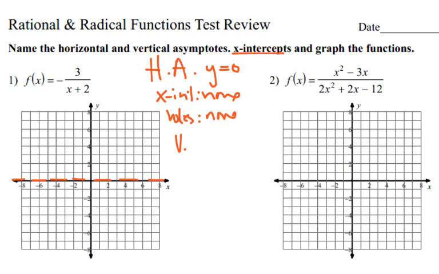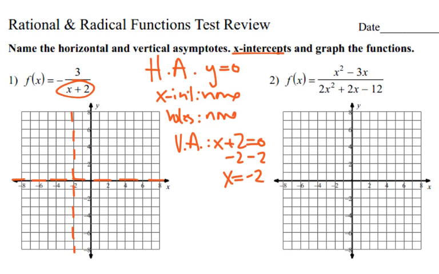So now we need the vertical asymptote. So we take the bottom, set it equal to 0 and solve. So we get x equals -2. Draw our vertical asymptote at -2. And all we have to do is finish our graph.